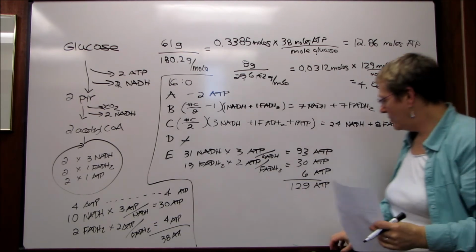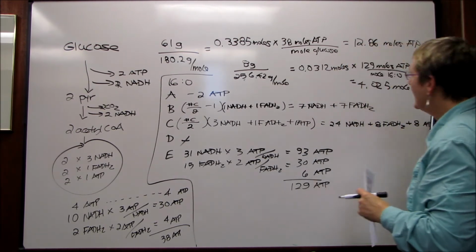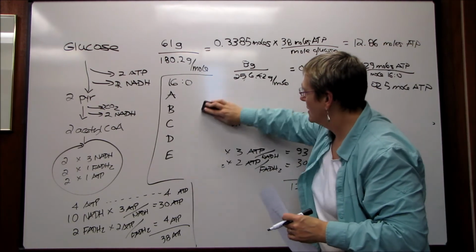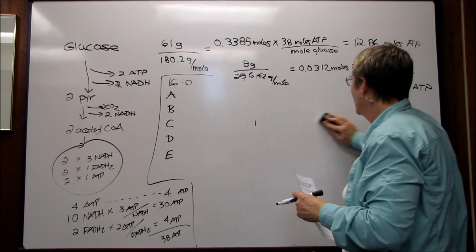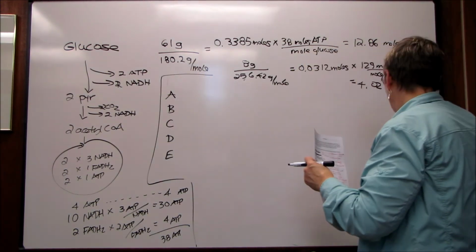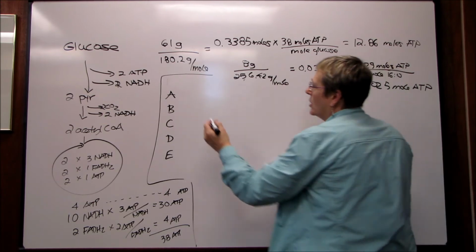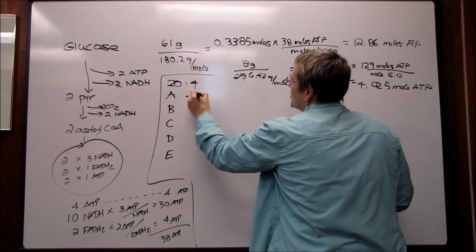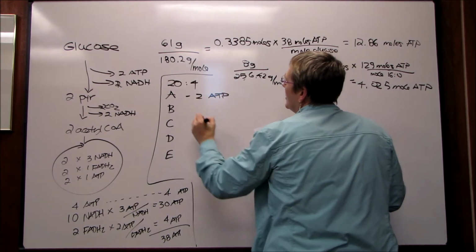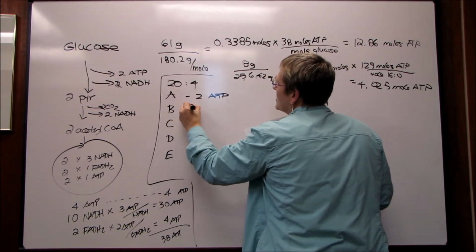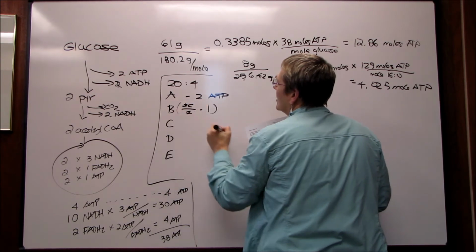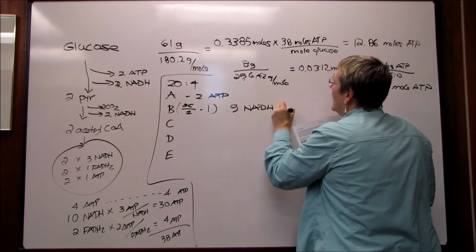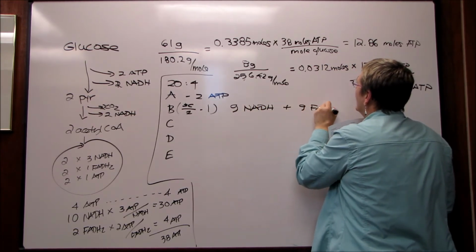Okay? I am going to do the same thing now. I'm going to erase this part and do the same thing for my unsaturated fatty acid. So it was 20 carbons long, 4 double bonds. It takes 2 to activate. Beta oxidation, I will do number of carbons over 2 minus 1 rounds. So I'm going to do 9 rounds. That's going to give me 9 NADH and 9 FADH2s.